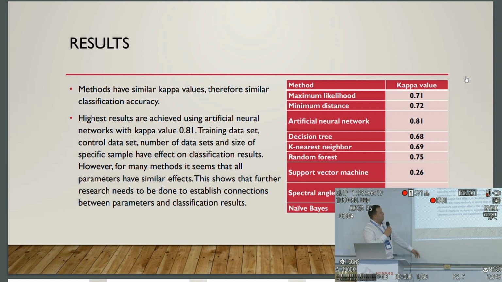However, for many methods it seems that all parameters have similar effect, because with support vector machine you can select different kernels or functions, and with artificial neural networks you can train how large the network will be. And in SAGA GIS, this is some basic level; I forgot to mention that we worked with the OpenCV library, so all the data should be the same. So, similar effects, but it shows that further research needs to be provided to establish the connection between parameters and classification results.